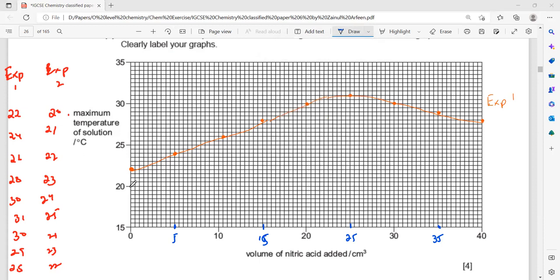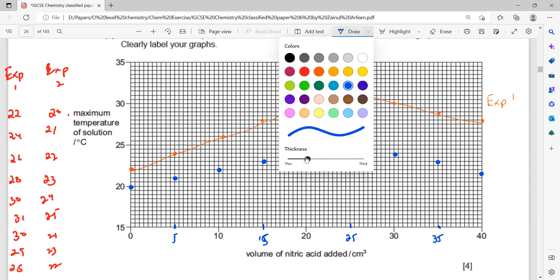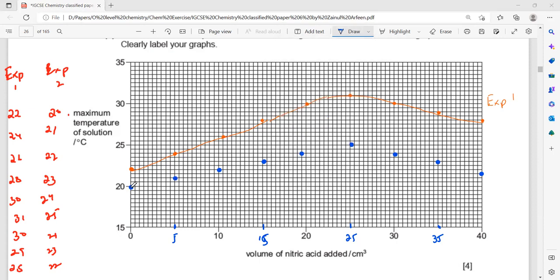So experiment 2 started with 20, then 21, then 22, then 23, then 24, then 25, then 24, 23, and then 22. So we have to join these points.